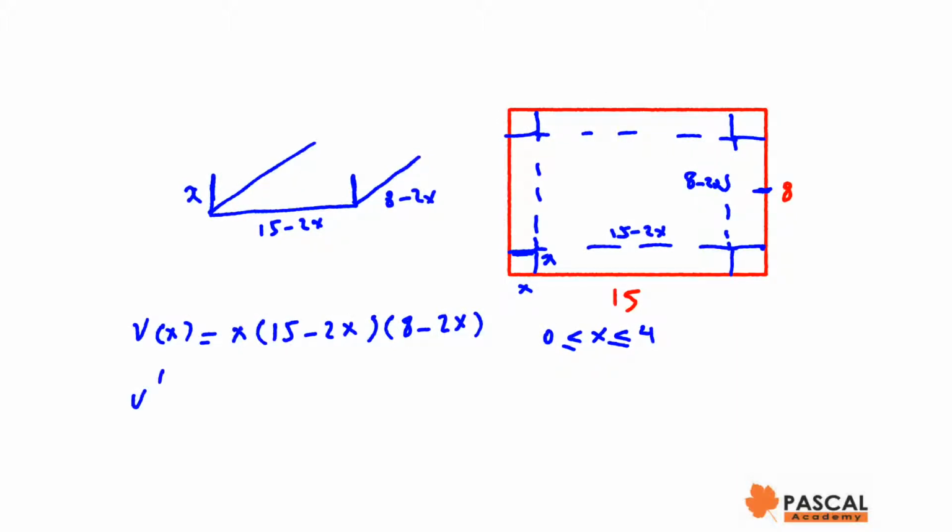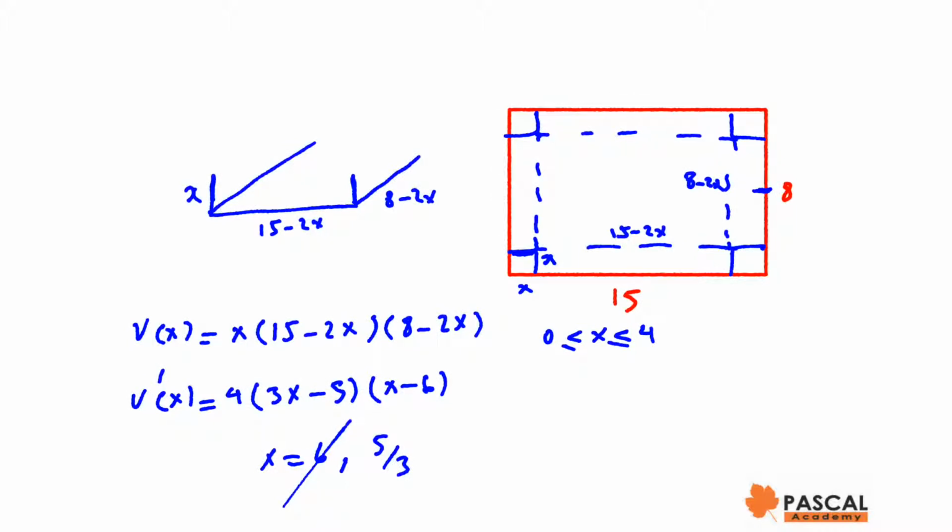We find the derivative of V at x. We can use the product rule or expand it and take the derivative. If we take the derivative and put it in factor form, the derivative is 4 times (3x minus 5) times (x minus 6). If we set the derivative to 0, x would be 6 or 5/3. x equals 5/3 is the critical number. We find the value of volume when x is 0, 4, and 5/3.